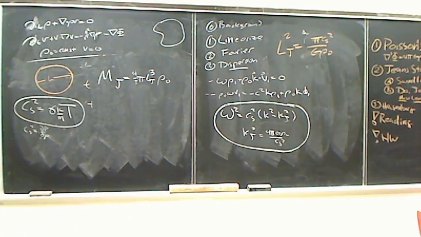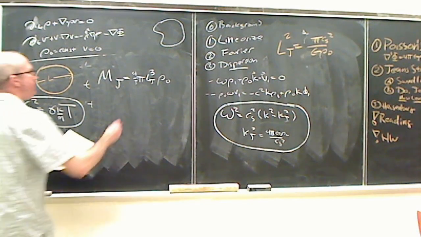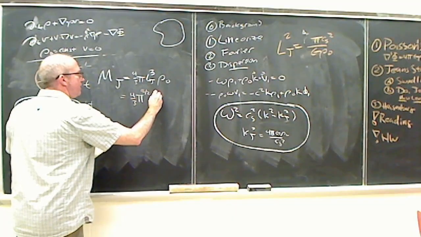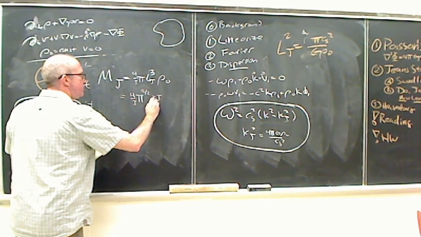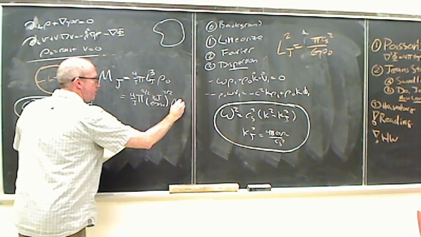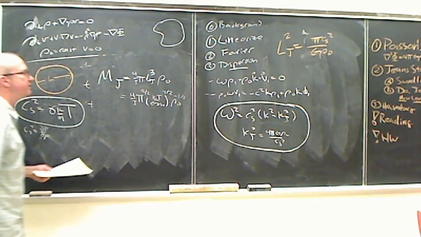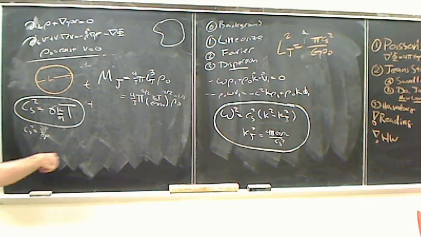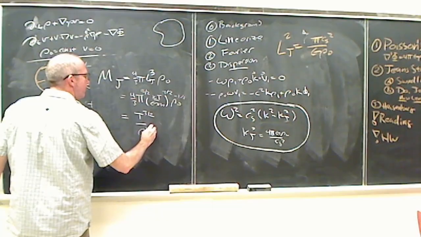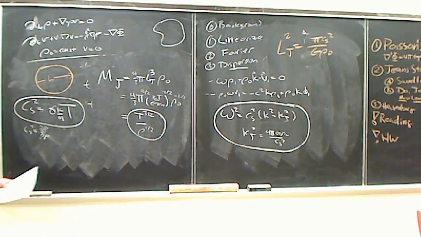And you get, I wish I were really good at doing algebra in my head, but I'm actually really bad at it. And you get 4/3 pi to the 5/2 kT over Gm to the 3/2 rho naught to the -1/2. So it's a little bit hairier, but the only thing that you really need to remember is T to the 3/2 over rho to the 1/2. And the rest are constants that just make everything make sense.